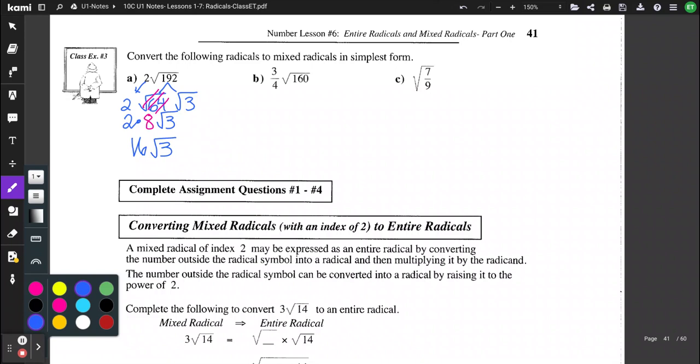Now I put my answer in that I got. 16 square root 3. Whoops, not 6. 16 square root 3. And it's going to give me the exact same decimal answer. That's how I know I did it right.